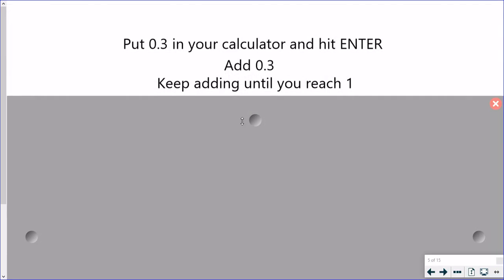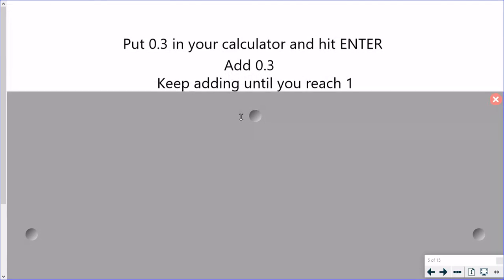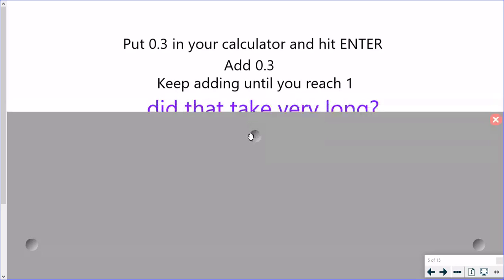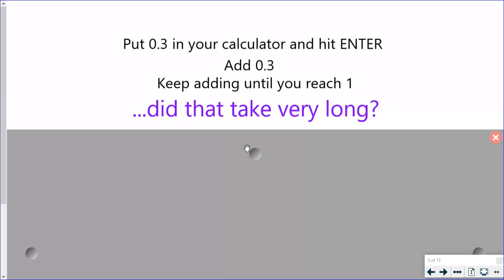What I want you to do, just to kind of hit this home really quick, is put 0.3 in your calculator and hit enter. Add 0.3 again. Keep doing that until you reach 1. Did it take a long time?